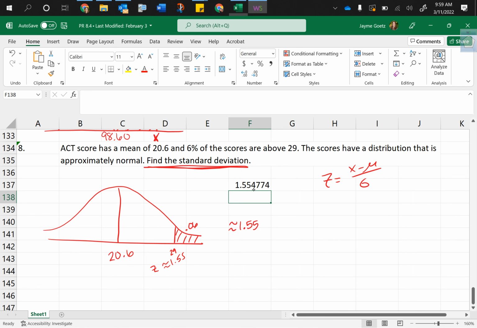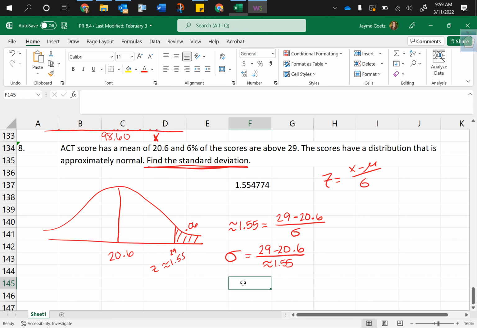Okay? So we're going to have to work backwards to solve for the standard deviation. Do you guys remember, how do you get the standard deviation by itself when it's in the denominator? What did you have to do? You multiply by standard deviation, then you divide by about 1.55. So it's really just switching these two. So the formula for my standard deviation here is going to equal 29 minus 20.6 divided by approximately 1.55. Are we okay with that?